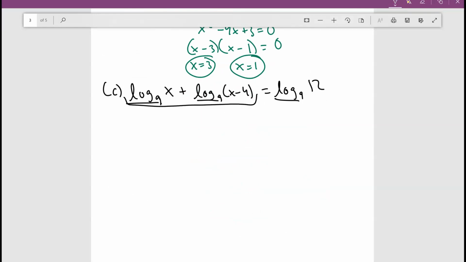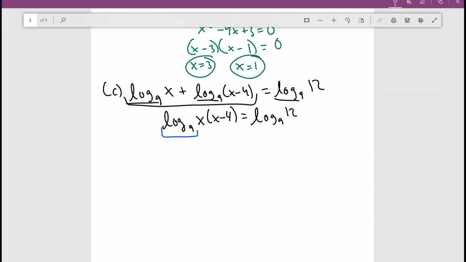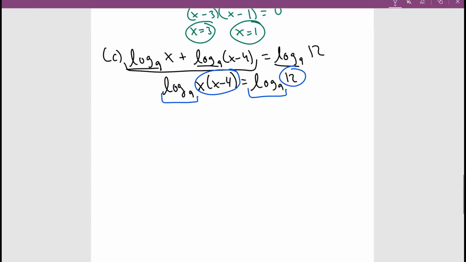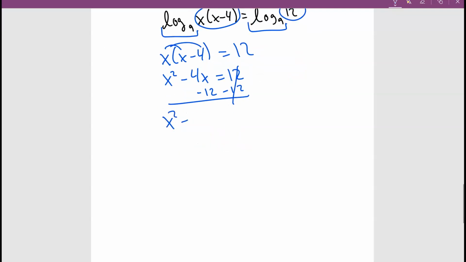So let's combine this. So this is going to be addition, so this is going to be multiplication. Log base 9 of x times x minus 4 equals log base 9 of 12. So now, because the log is equal to another log, that means the insides are going to be equal to each other. Okay, so we're going to have x times x minus 4 equals 12. Distribute this out. X squared minus 4x equals 12. I'm going to move the 12 over. So I'm going to have x squared minus 4x minus 12 is equal to 0.